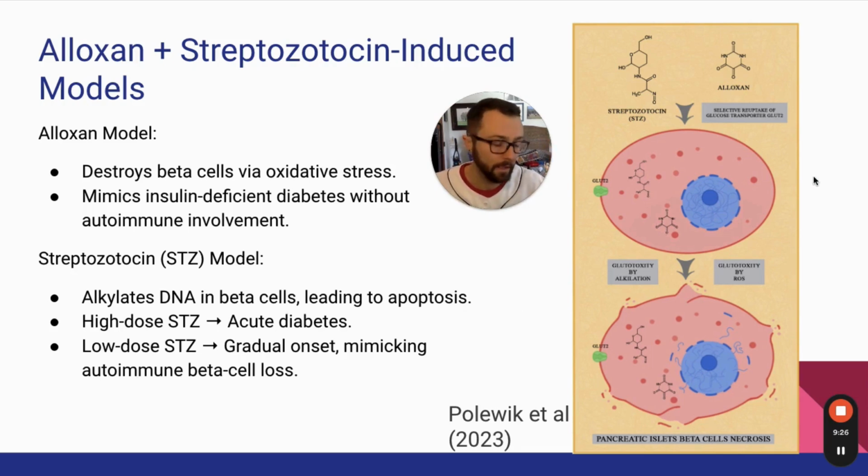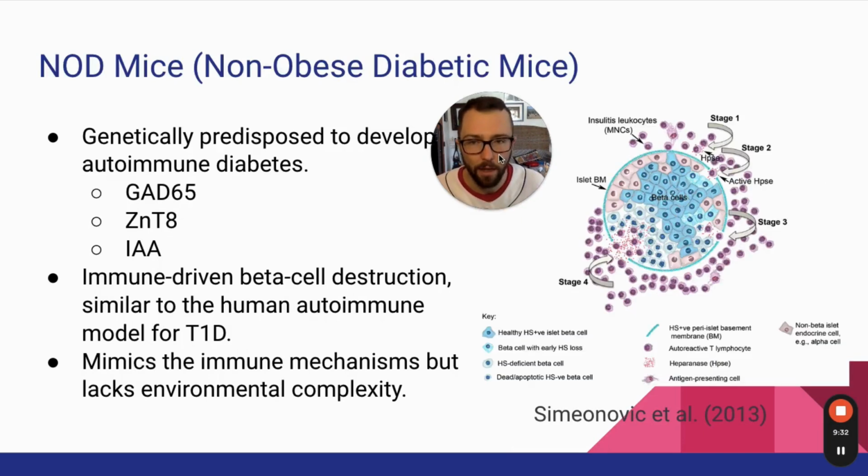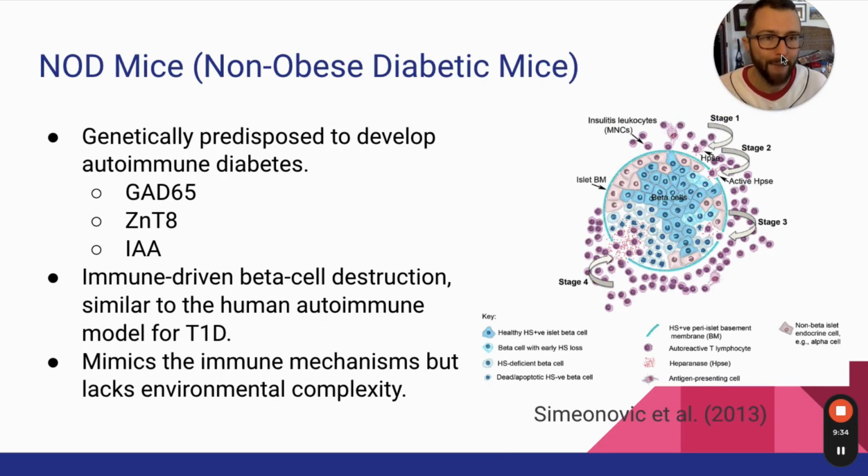And this is opposite the NOD, non-obese diabetic mouse model. Now, the NOD is a specific strain of mice, a specific lineage of mice meant to mimic the genetic basis of type 1 diabetes development. So these mice are genetically predisposed to have an underdeveloped immune system targeting beta cell antigens.